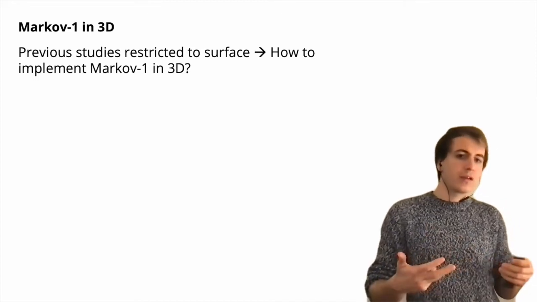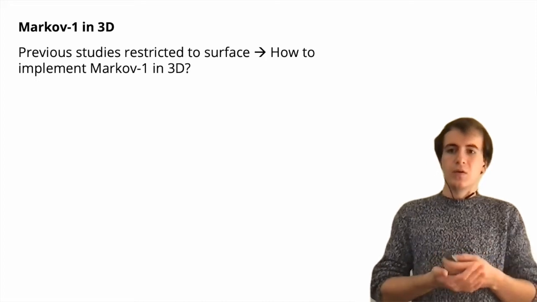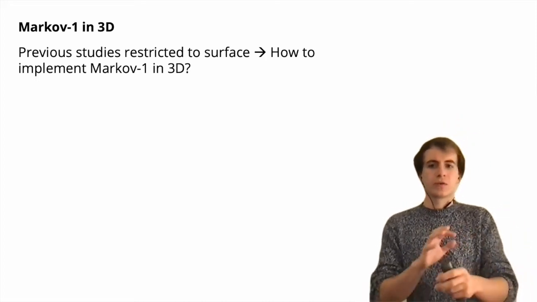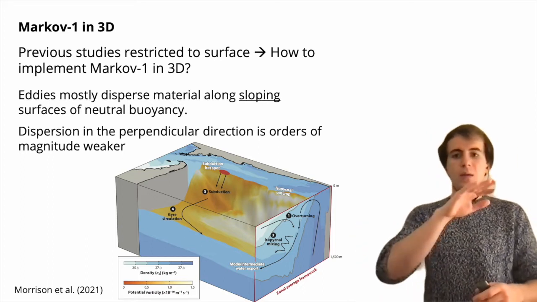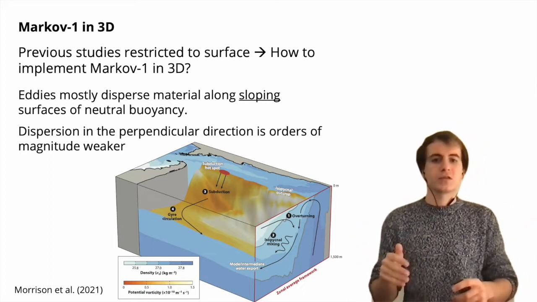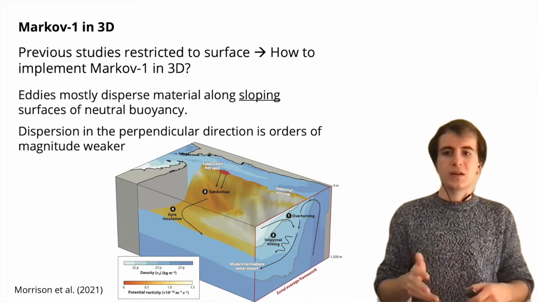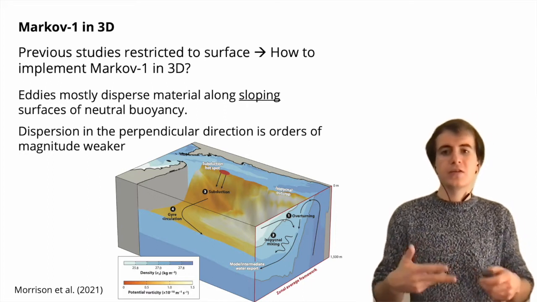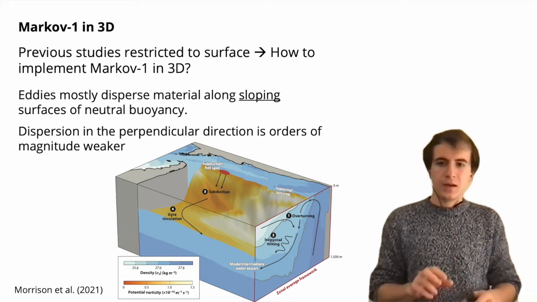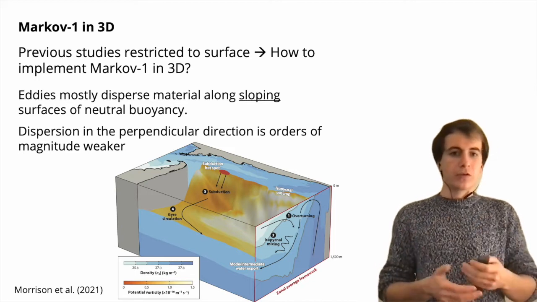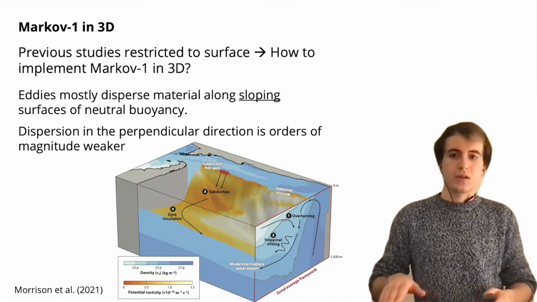So we want to look at 3 dimensions. So how can we actually achieve this? Well, eddies mostly disperse material in 2 dimensions, but not horizontally, but along sloping surfaces of neutral buoyancy, so-called neutral surfaces. And the dispersion in the perpendicular direction, the dianeutral direction, is orders of magnitude weaker. In the Southern Ocean, the slopes of these neutral surfaces can be quite significant.